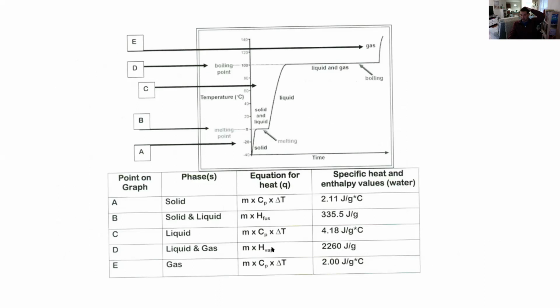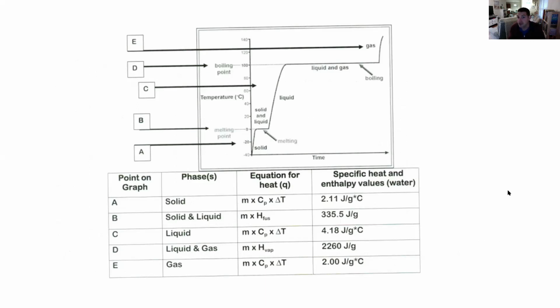Here are all of the formulas you need. So if you're in the solid phase, mc delta T. If you're trying to go solid to liquid, if you're melting, mass times heat of fusion. Liquid, mc delta T. Liquid to gas, boiling, m times heat of vaporization. And gas, mc delta T. And here's all the reference, right? The specific heats for solid, liquid, and gas, and the heat of fusion and heat of vaporization.